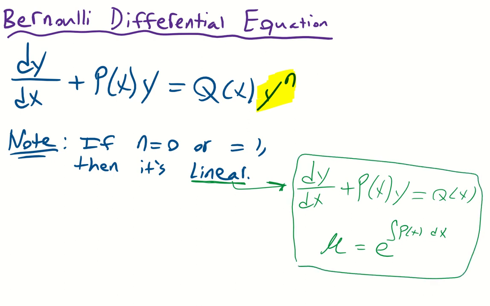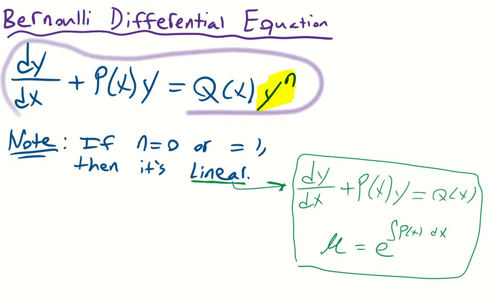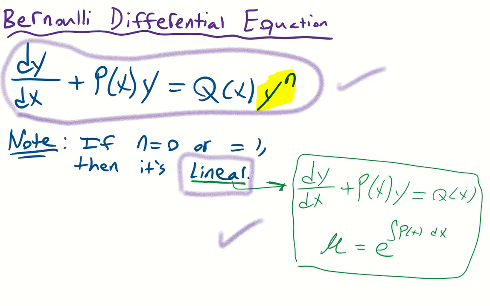But the question is, how the heck do we solve a Bernoulli differential equation? Well, we're going to do a u substitution. And essentially, through that u substitution, so to speak, we will reduce a Bernoulli differential equation down into a first-order linear differential equation. Because if we can do that, great. We can solve a Bernoulli equation. Because we know how to solve a linear equation, we will thereby be able to solve a Bernoulli equation.